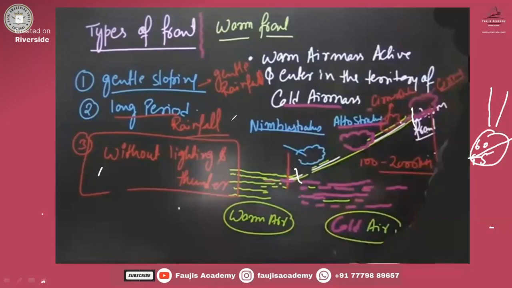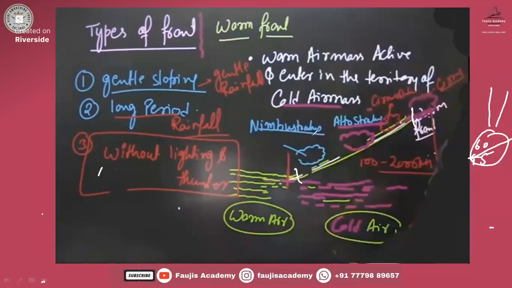Then the warm front will be taking place for a long period. And when we have a gentle slope in the warm front, the rainfall that happens is gentle. It is not due to the formation of cumulonimbus. You all studied cumulonimbus clouds: when rainfall takes place due to cumulonimbus clouds, there will be thundering and heavy rainfall. But in the warm front, we won't have the formation of cumulonimbus cloud.